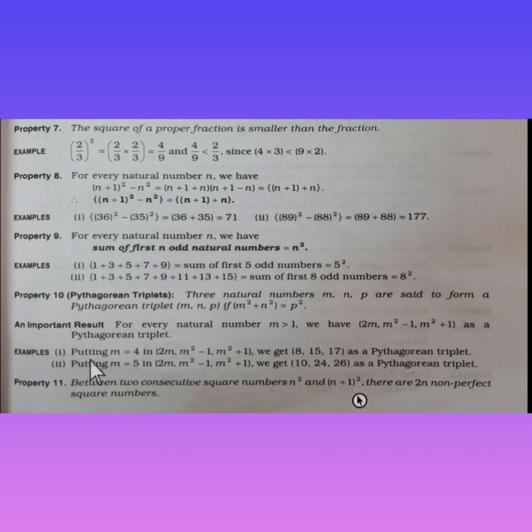Next is property 11. Between the two consecutive square numbers n square and (n plus 1) square, there are 2n non-perfect square numbers. What is the meaning of this? When we take the two consecutive numbers n square and (n plus 1) square, there are 2n non-perfect square numbers.